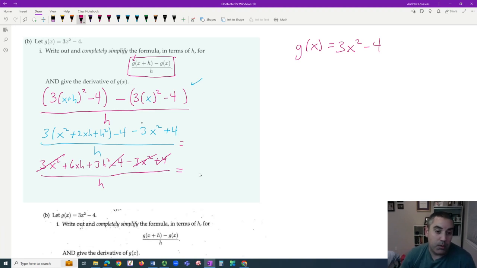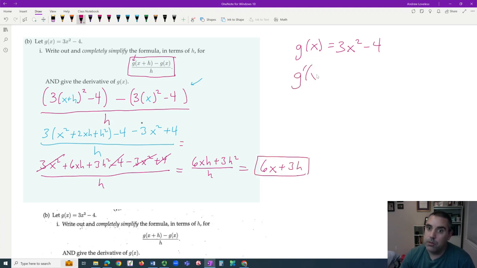Everything here is checkable. So now you're down to this, and you know the h in the denominator should cancel. And so you get 6x plus 3h. Success. If you plug in 0, you get what we're going to call the derivative. This is 6x. And again, we're going to learn some shortcuts.